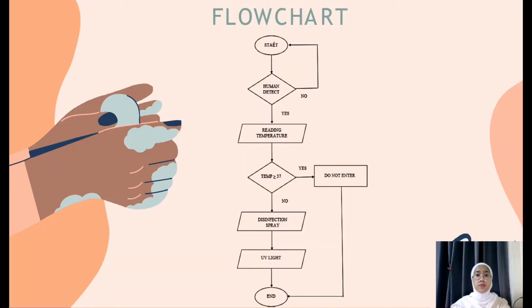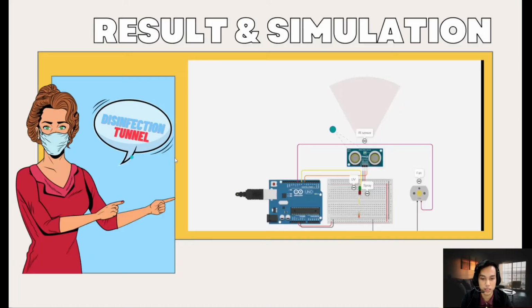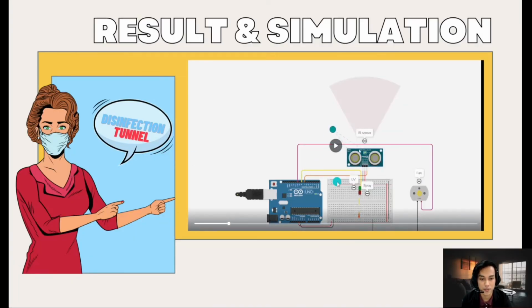This is the flowchart of our project. Start. Next, human detect, and then reading temperature. If the temperature is above 37, the person cannot enter, and if the temperature is below 37, they can enter, and then disinfection spray. Next, UV light.